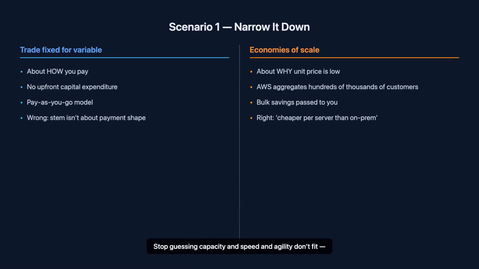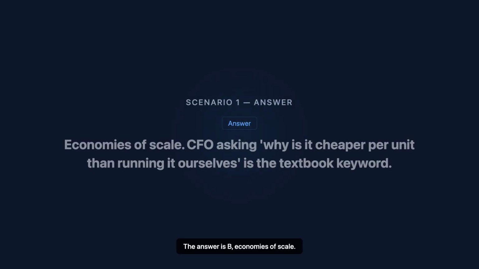Stop guessing capacity and speed and agility don't fit. Neither one is about price. The real fight is between the top 2. Trade fixed for variable is about how you pay, no upfront capital expenditure, just pay as you go. But the CFO didn't ask about payment shape. They asked why the per server cost is lower than running it themselves. That's economies of scale. The unit price is low because Amazon Web Services aggregates demand from hundreds of thousands of customers and passes the bulk savings along. How you pay versus why it's cheap per unit. That's the split. The answer is B.